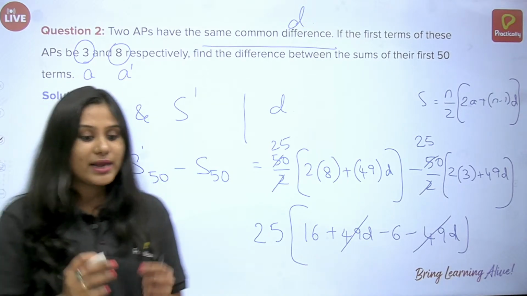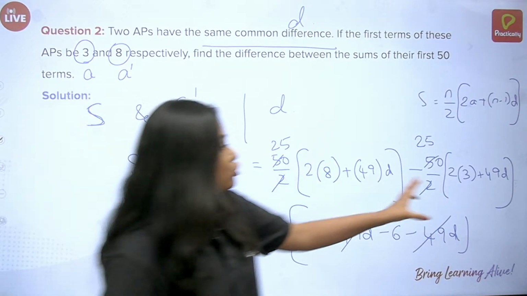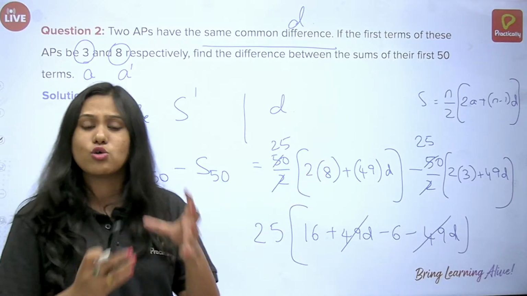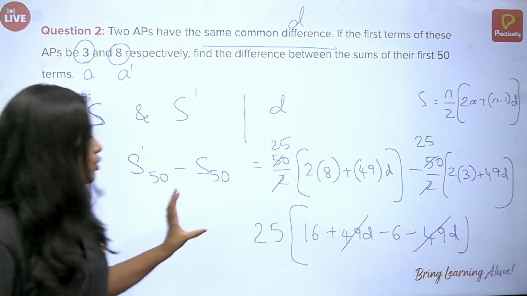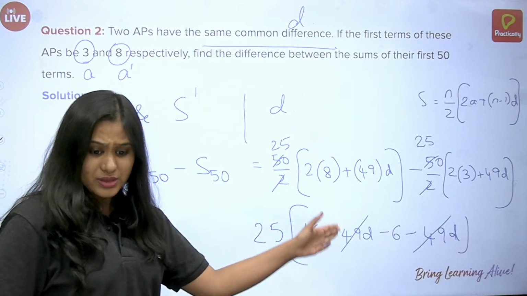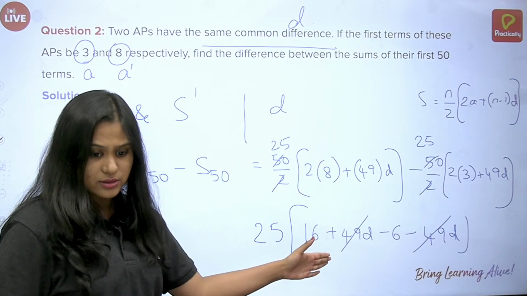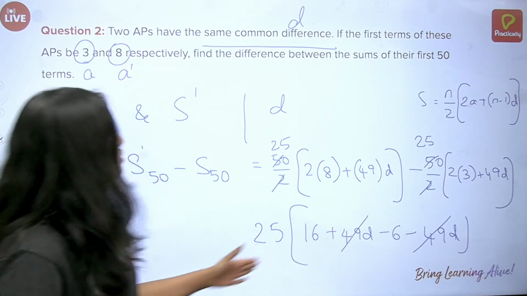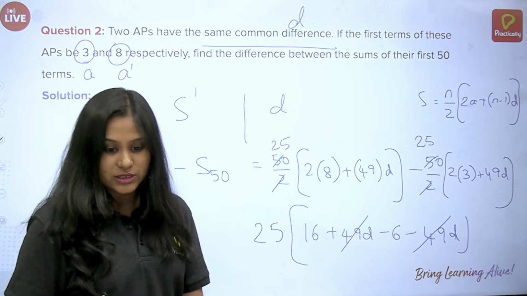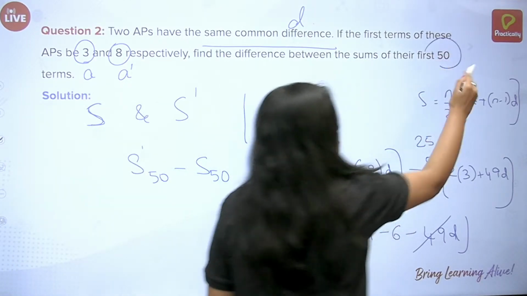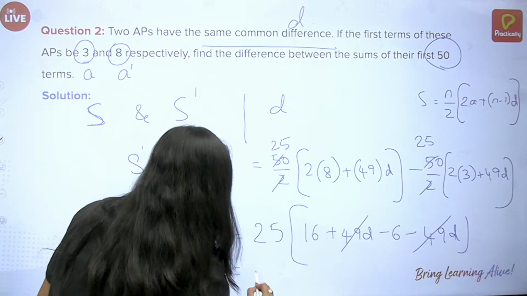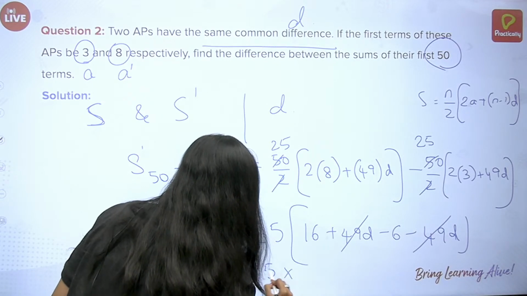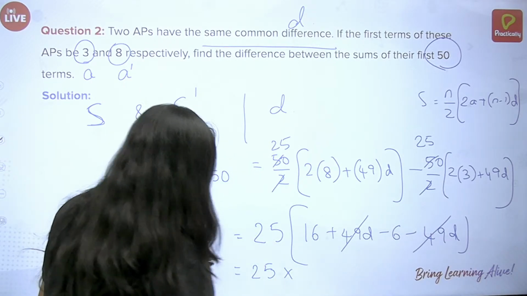This is what I am telling Bhuvan. See, if you do 49D and you do so much calculation, you will lose time, right? So if you put it this way, it is easily getting cancelled. And I guess you did 30 terms, it is 50 terms. Alright, so 25 into 16 minus 6 is 10.